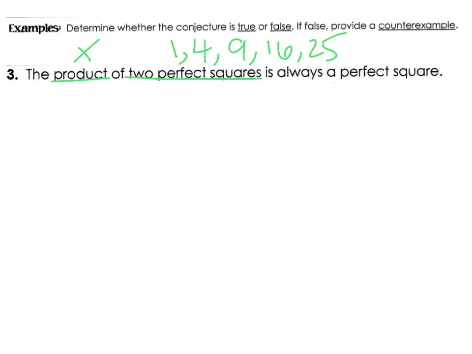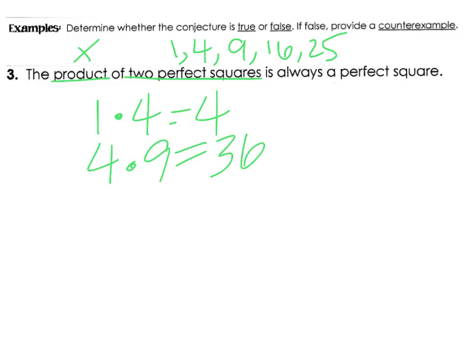So let's test it out. 1 times 4 equals 4. Perfect square times perfect square equals perfect square. 4 times 9 equals 36. 36 is a perfect square, since 6 squared gives you 36. How about 4 times 25? That's an easy one we can do in our head. We know that's 100, and 100 is a perfect square. 10 squared gives us 100.